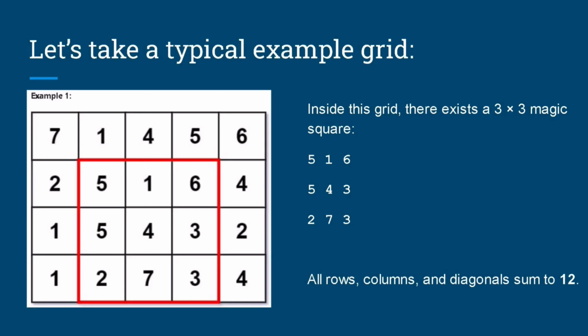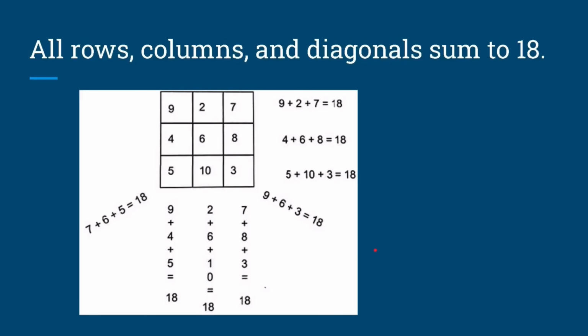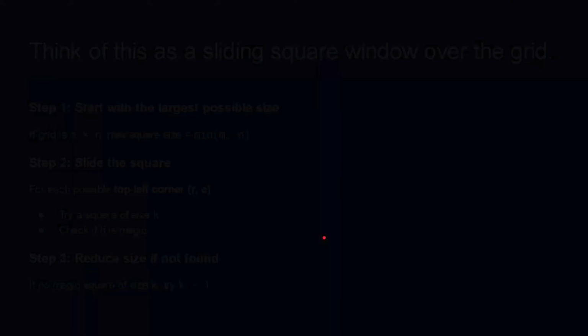Let's take a typical example grid. Inside this there exists a 3 cross 3 matrix, as you can see in red: 516, 543, 273. All rows, all columns and diagonals sum up to 12. If you do the sum, 516 is 12, 552 is 6 and 12, and 543 is 12. Here is another grid where all the rows, all the columns, and both diagonals have the same value, that is 18.